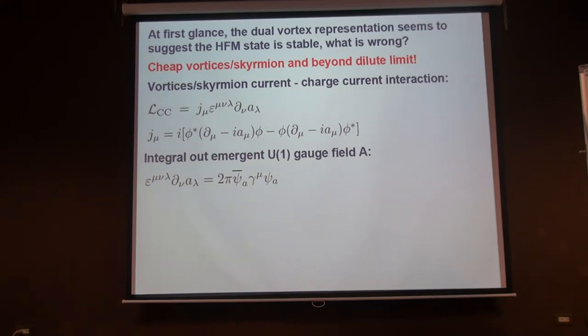Once we integrate, we get very simple physics. It just means that the field strength of the fictitious dual gauge field A mu is just equal to the fermion current. This is also reasonable because for these vortices, the fermion is basically just like a magnetic flux. Right? So once we integrate out the capital A mu, we just get such a term.